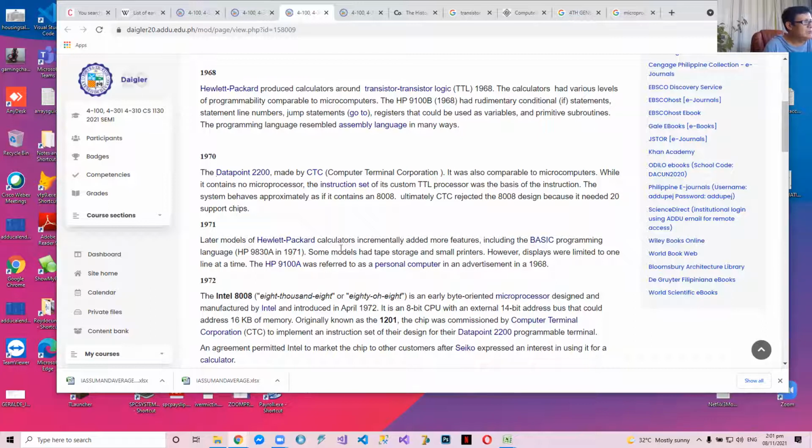HP in 1971 added features to their 1968 model, the HP 9100, which includes basic programming. BASIC was later bought by Microsoft, and they became the official company that sells the BASIC programming language. The term personal computer was first coined in 1968 for the 9100. It's called a personal computer because it's like an appliance.